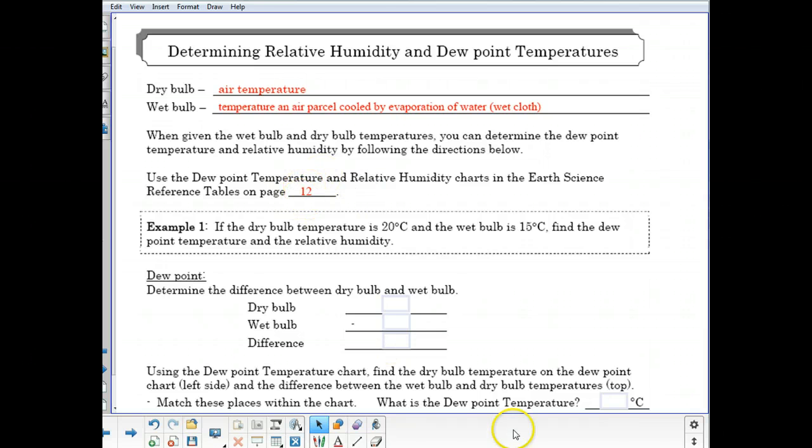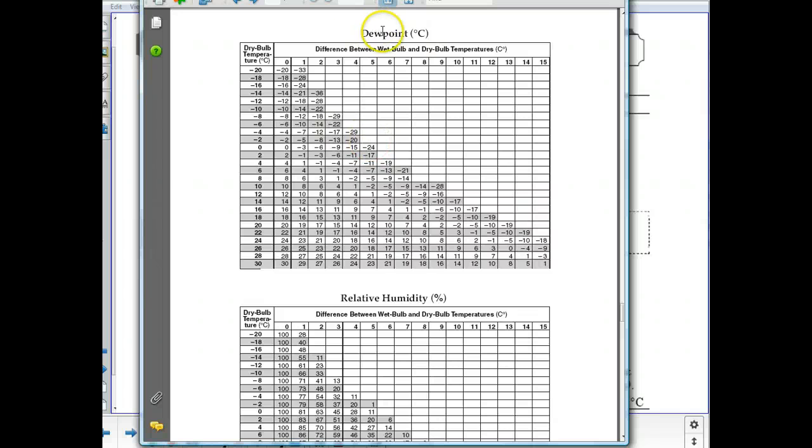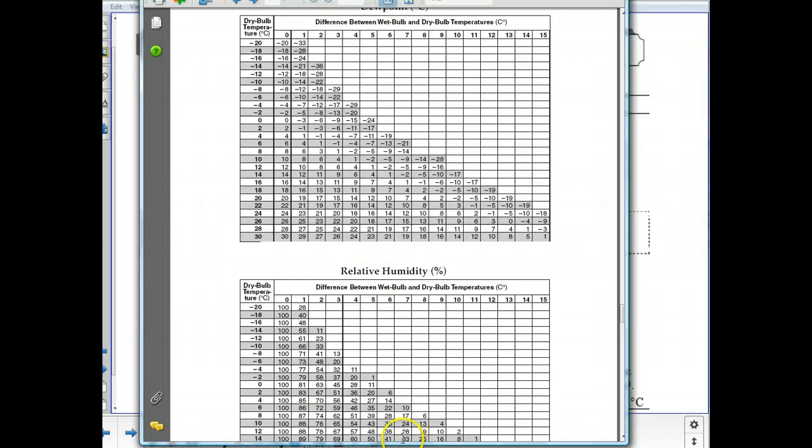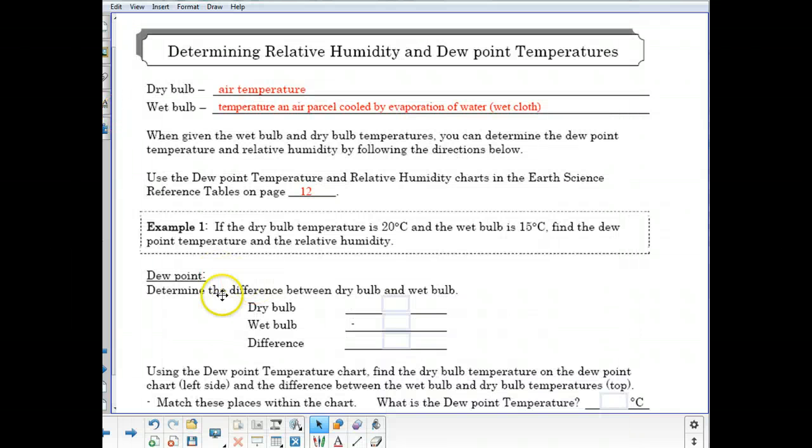We use a chart on page 12 in the reference table. It looks like this. We have both dew point and relative humidity. This is the biggest thing that people make mistakes on: you go to the right page, but if you're asked for relative humidity, sometimes you'll go to the dew point chart and give a dew point temperature instead of a relative humidity percentage. So just be careful of that. Be aware that there are two charts and know what you're being asked.